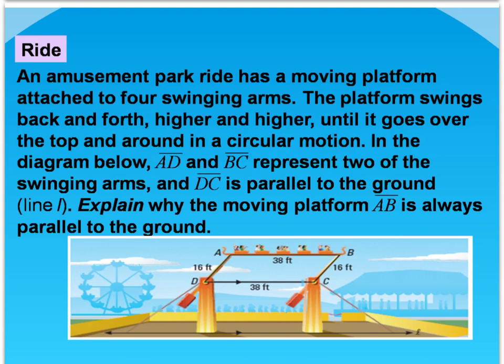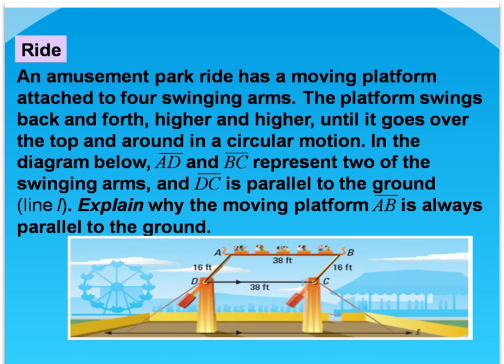You may have seen a ride like this, say if you went to Cedar Point or some kind of amusement park in the past, where you're on these carts and these are all fixed sides and they're actually swirling around in a circular motion. Now, the thing to remember about this is that these are fixed lengths. So we have that this is always going to be 38 and 38, 16 and 16. So when asked to explain why the moving platform, AB, is always parallel to the ground, the ground would be down here.